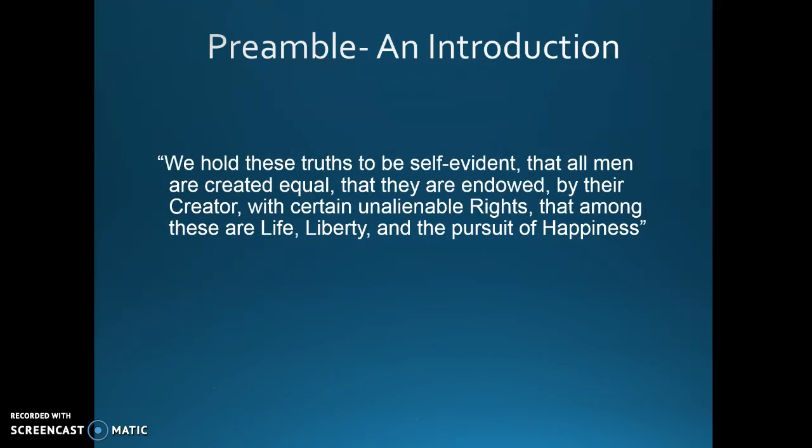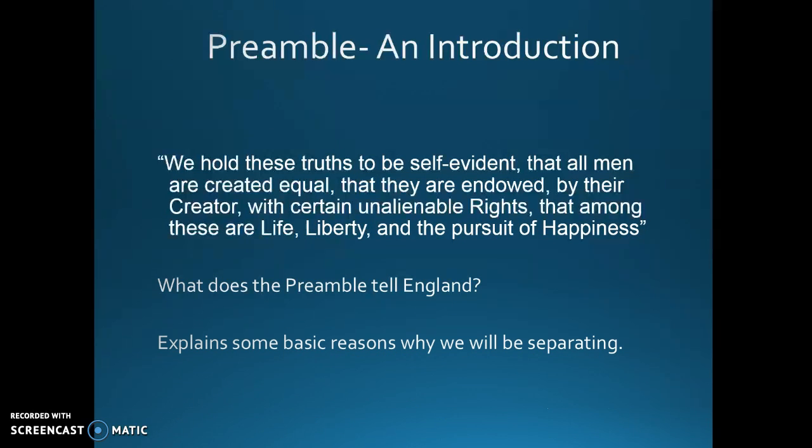The preamble, I will read this part. You've probably heard it. It's probably the most famous aspect of the Declaration of Independence. It says, "We hold these truths to be self-evident, that all men are created equal, that they are endowed by their Creator with certain unalienable rights, that among these are life, liberty, and the pursuit of happiness."